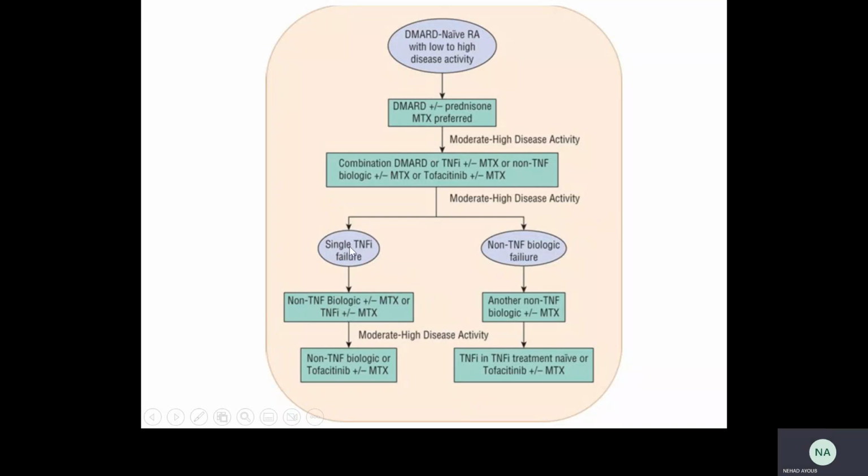You can switch to another TNF inhibitor. Let's suppose that you started infliximab, okay? You did not reach your target. Can you switch to etanercept, another TNF inhibitor? Yes, you can. So failure of one TNF inhibitor does not preclude the use of others. You can try other TNF inhibitors.